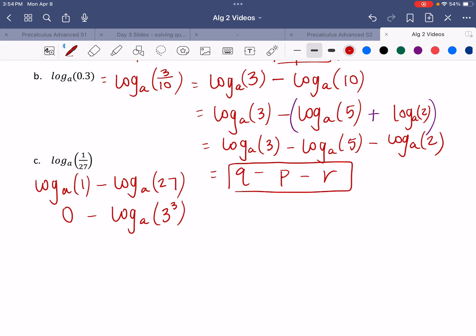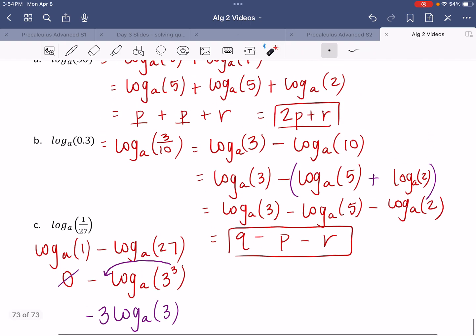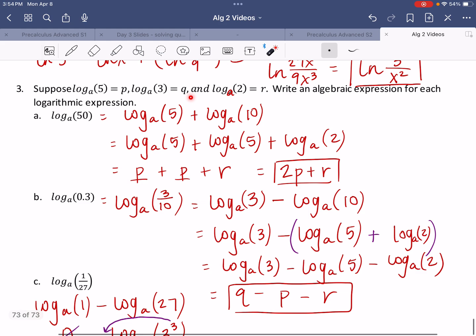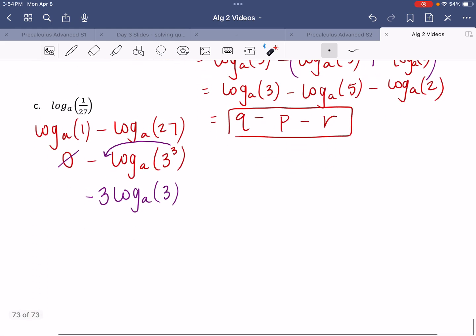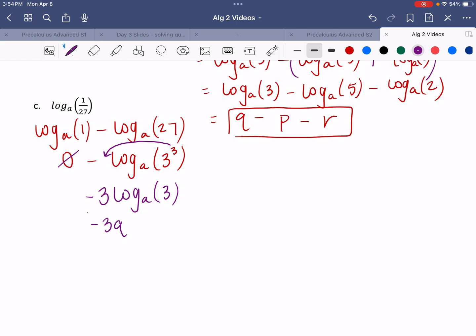I'll do this one a couple different ways. Then I could say, ooh, that's an exponent of 3 I can bring to the front. So this 0 won't matter here. I'll have negative 3 times the log base A of 3. And log base A of 3, this problem told me, is Q. So if I choose to do it this way, I get negative 3Q.